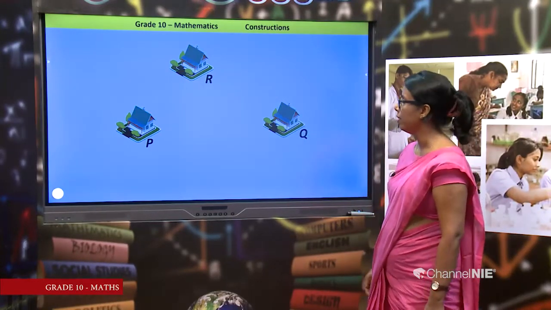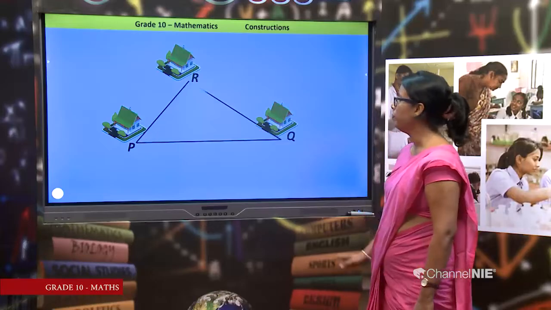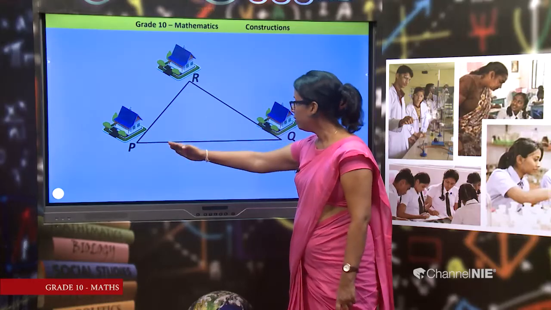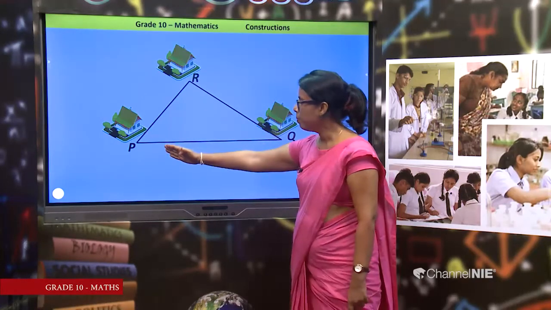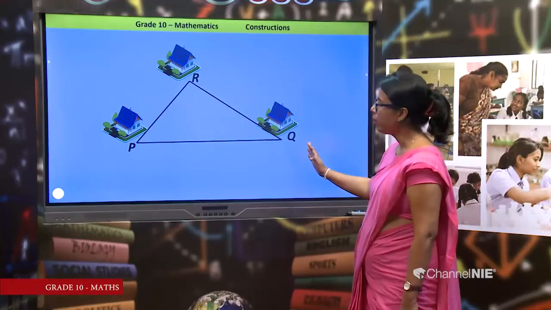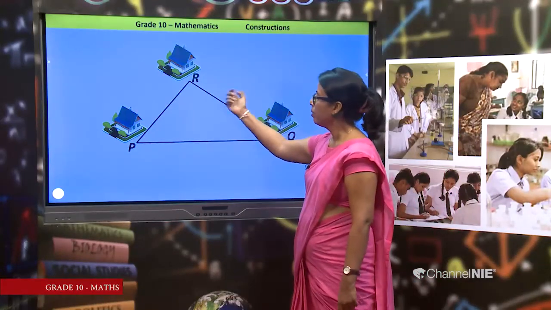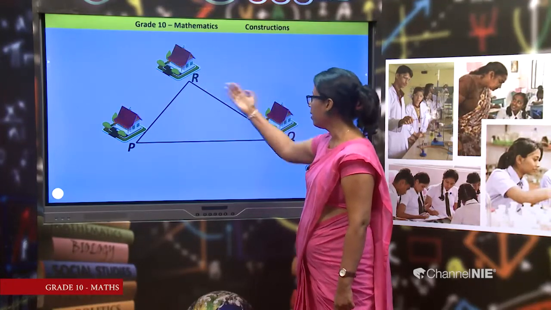Let's find the location. So let's join PQ as well as PR as well as RQ. After that, we can construct the locus of a point equidistant to P and R. That means the perpendicular bisector of PR. Next, first we can construct the perpendicular bisector of P and Q. Or even if you want, you can construct P and R. Or you can construct R and Q.